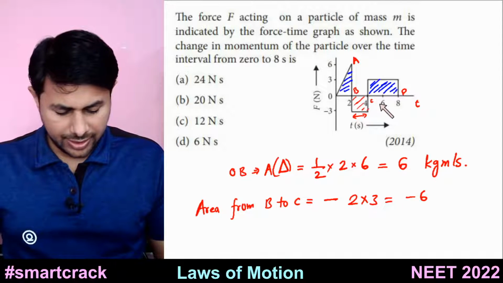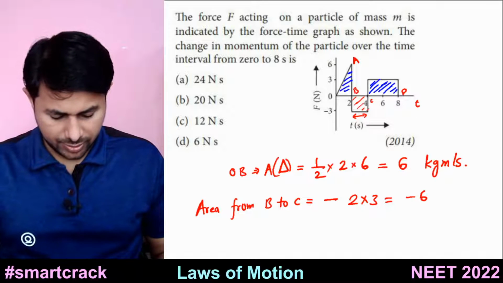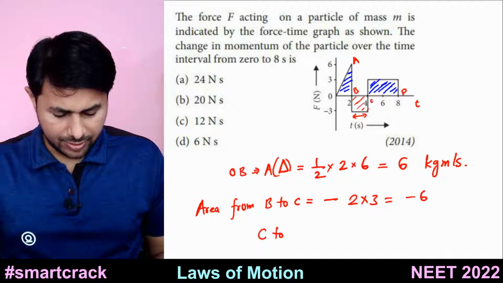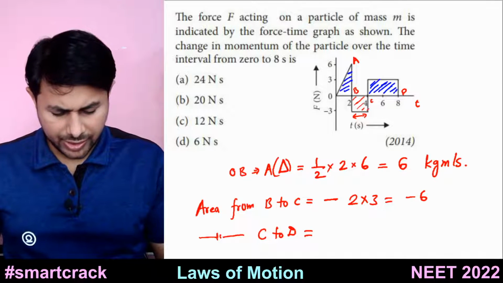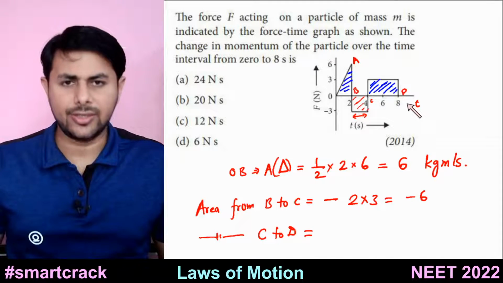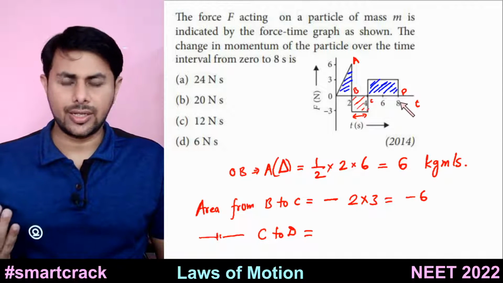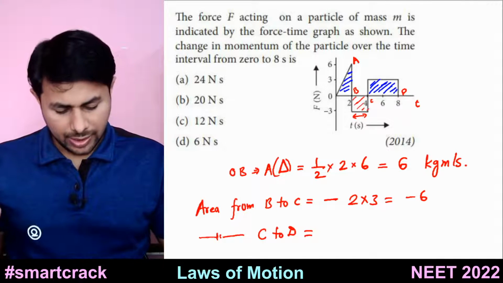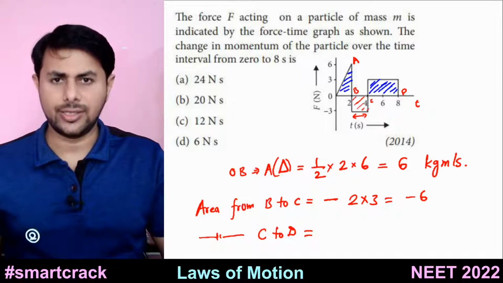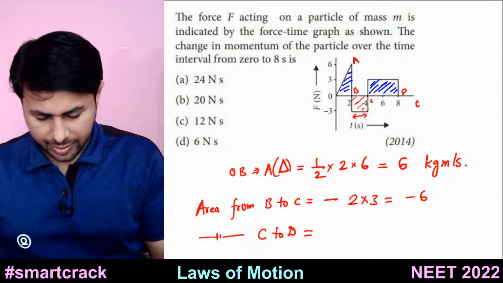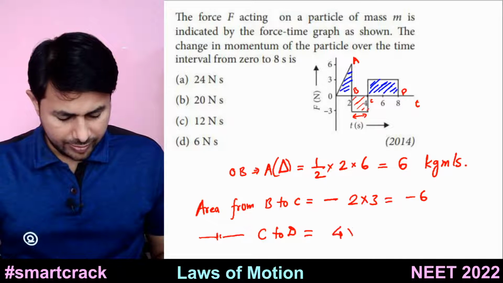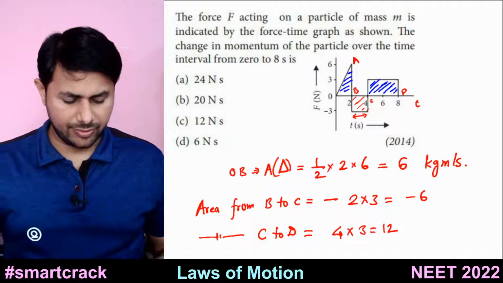And what about this area from C to D? So area from C to D is equal to how much? It's from 4 to 8. So T is how much? It is 4. And how much is the height? It is 3. Okay, it's up to here. So it's 3. So it is base into height, that's 12.